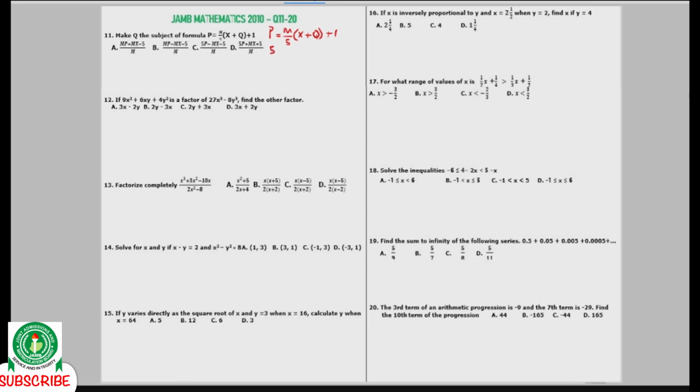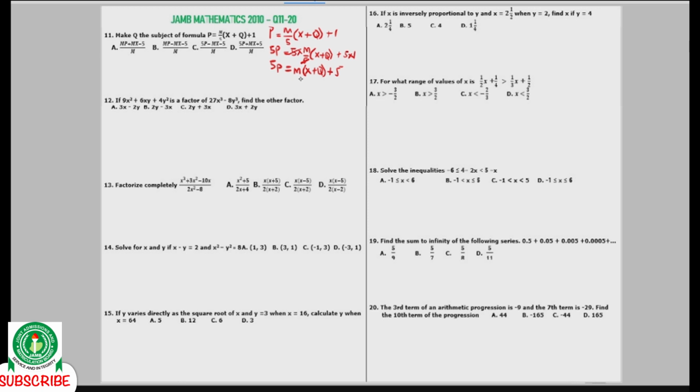So we have 5p equal to 5 multiplied by M over 5 open bracket X plus Q close bracket, plus 5 times 1. From here, we have 5p equal to, we eliminate this 5, M open bracket X plus Q close bracket, plus 5 times 1, which will be 5.